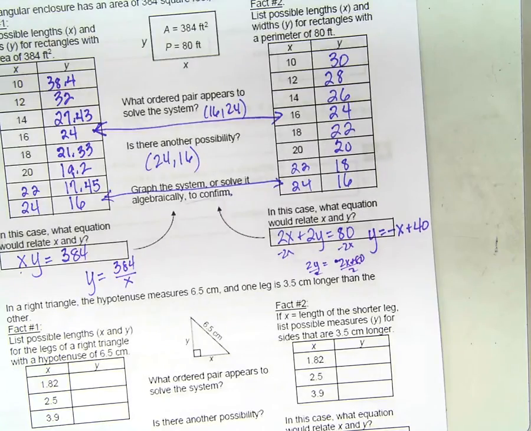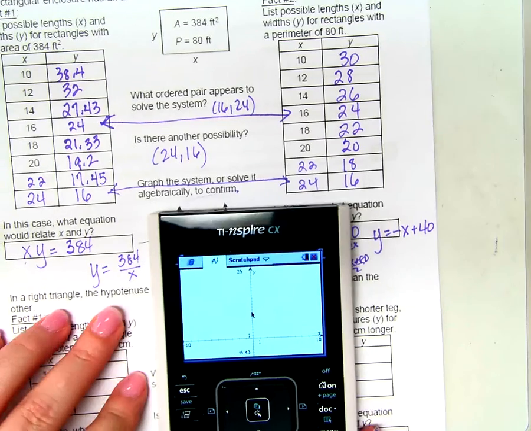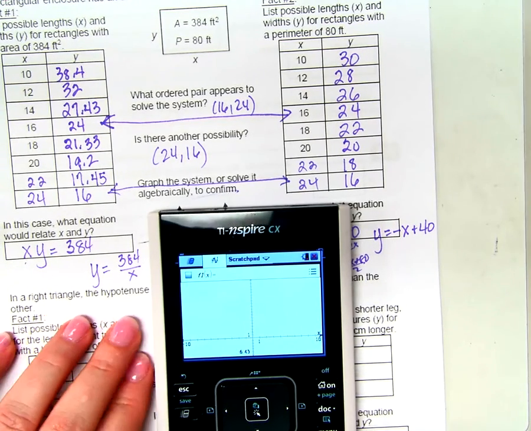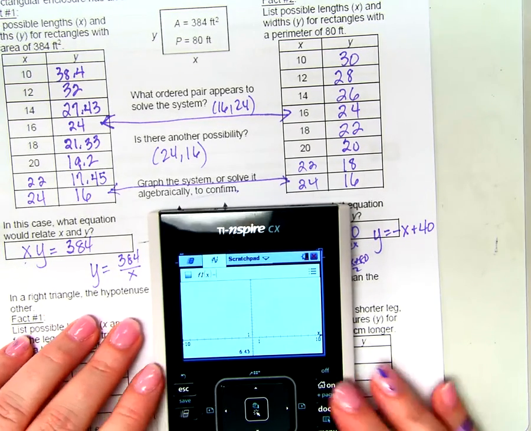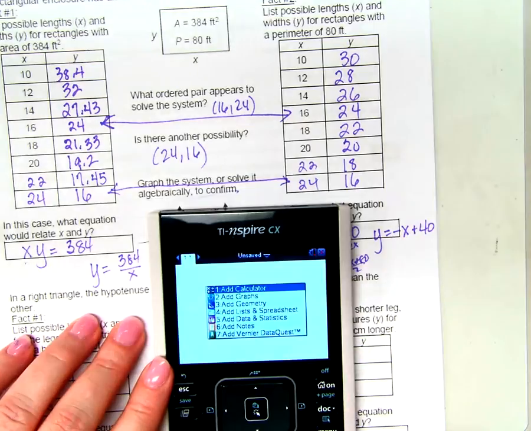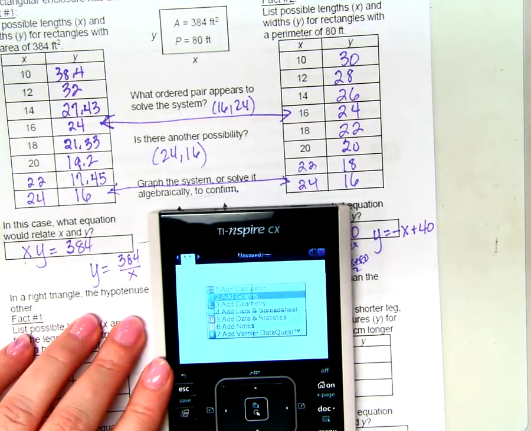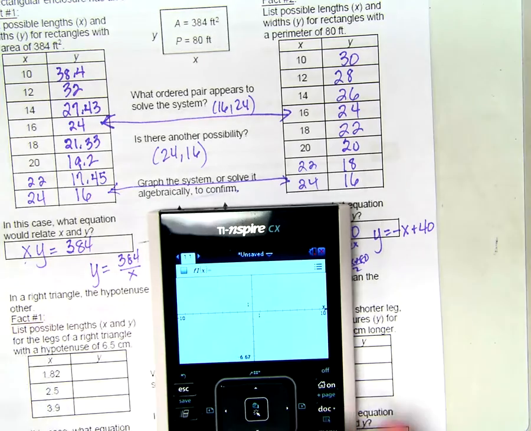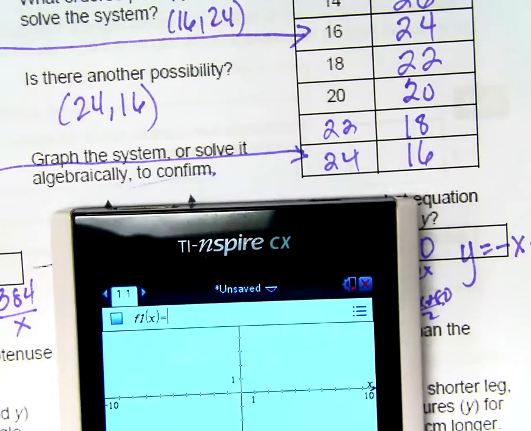Whoops. Jiminy Christmas. Okay, I have a weird window on my calculator for some reason. Probably something I did last time, right? Yeah, that's what I have. Well, let me just do this. This will be easier. New document, that's a graph. Okay, much better. Let me zoom in just real quick so you can see my calculator.